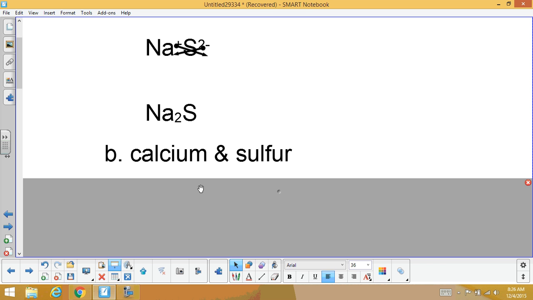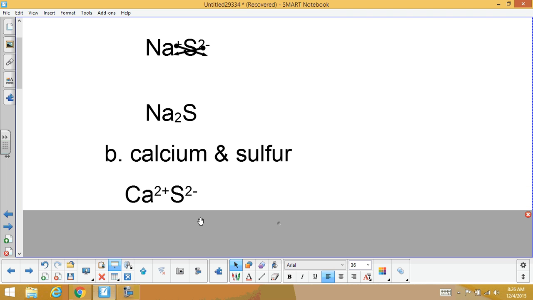Calcium and sulfur, letter B. Periodic table helps us realize that calcium has a 2+ charge and sulfur has a 2- charge, meaning calcium gives up 2 electrons and sulfur takes 2 electrons. We cross these over, do a little crisscross.